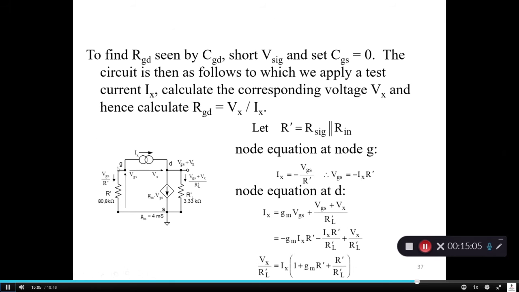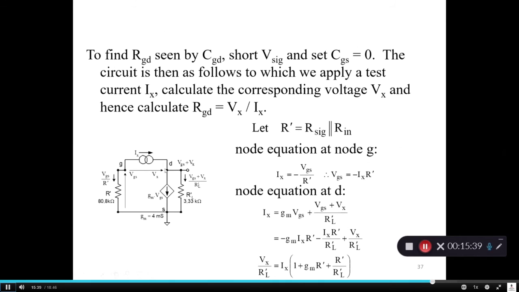So see on the left hand side, this is the G node, gate. On this side, what will be the current here is Ix. So for this current Ix, you can write the formula minus VGS divided by R dash, because VGS is the voltage across this one, R dash is given to you, you calculated already, it is 80.8. So this Ix you can calculate using the formula minus VGS upon R dash, or you can calculate the value of VGS if it is required.